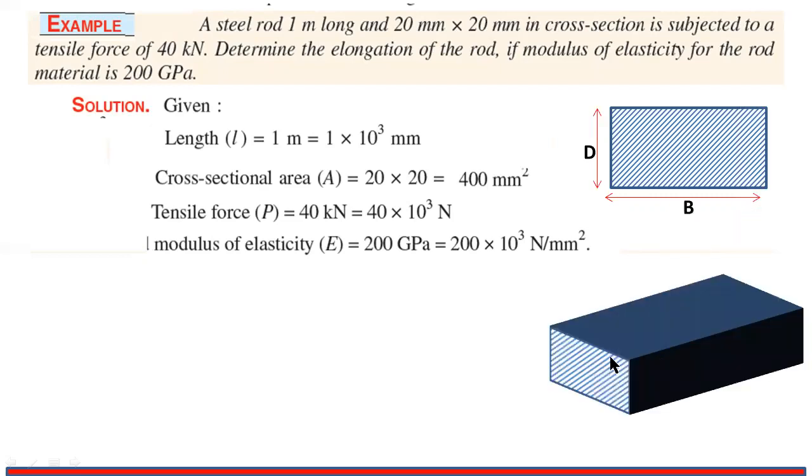This is the length of the bar, L equal to 1 meter, or 1000 mm, and this is the width equal to 20 mm and height also 20 mm. These are the dimensions for the square bar.